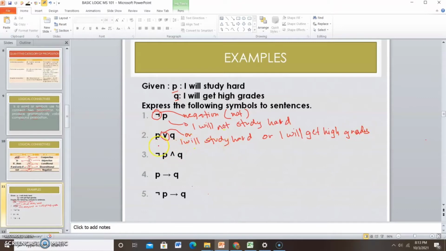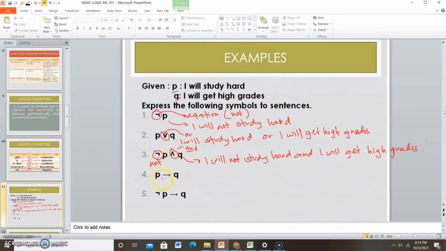Next is not P and Q. This is the negation symbol. As a sentence: I will not study hard and I will get high grades. That is the word for this symbol.